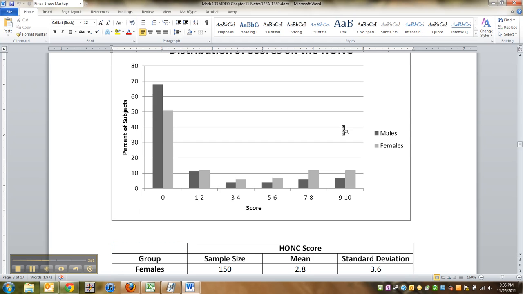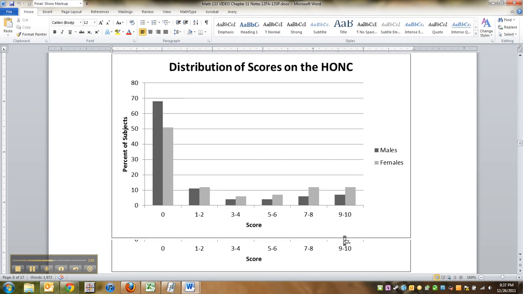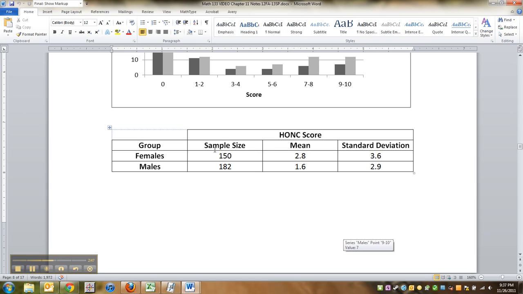So here you go. All right, so here's the distribution of those hooked on nicotine scores. The males are the darker bars and the females are the lighter bars. And you can see it seems like there's a big difference between men and women right here, right? And so on. And then here we go. So the sample size. They only looked at 7th graders that have ever tried nicotine. They have females, sample size of 150, males, sample size of 182.